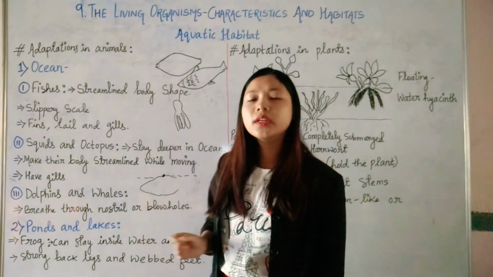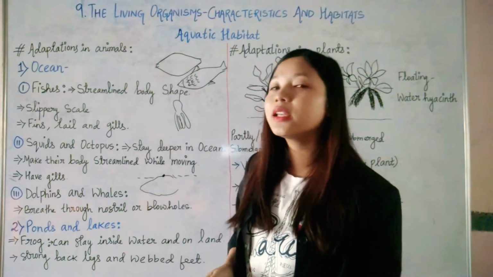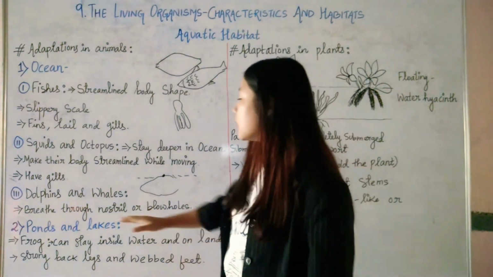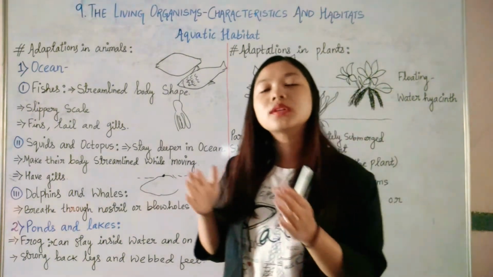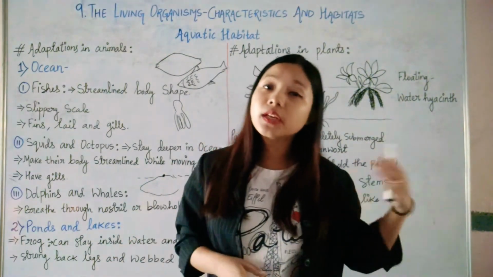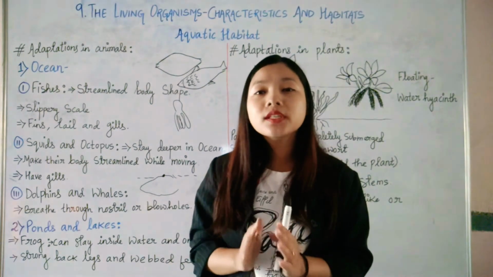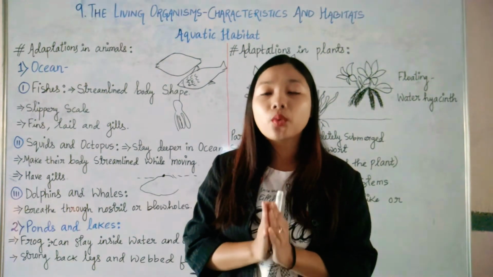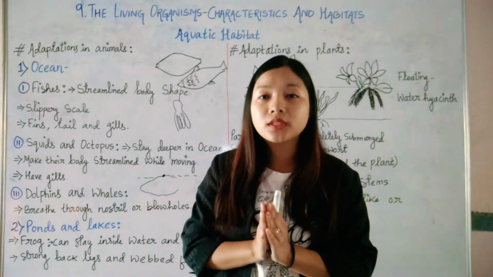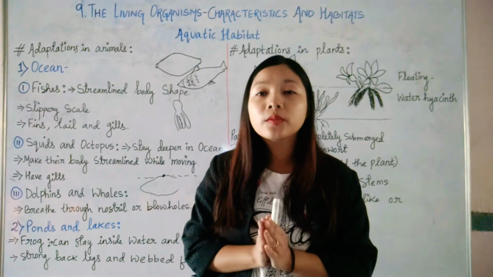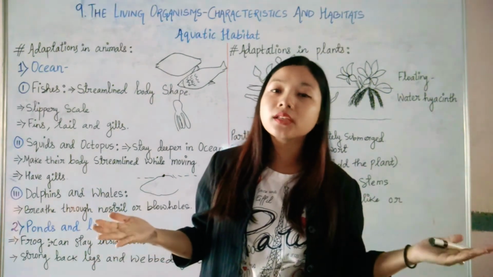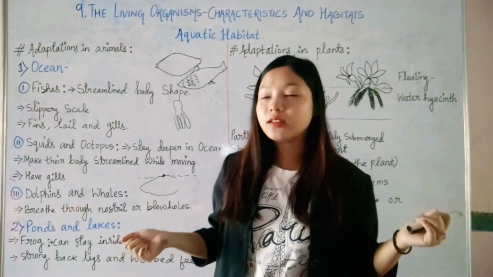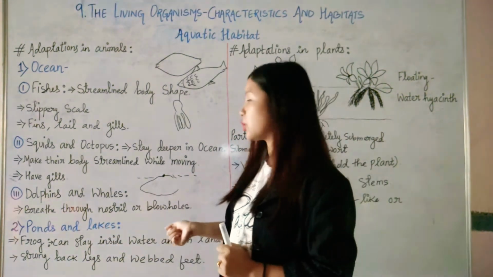The most common animal which dwells in ponds or lakes is the frog. Frogs can stay both inside the water as well as on the land. They have this capacity. That is why they are also called amphibians. They fall in the group called amphibians. Amphibians are those which can live in the water and can also move on the land. This is one of their adaptations.